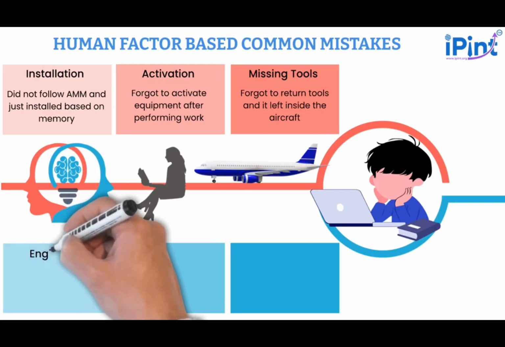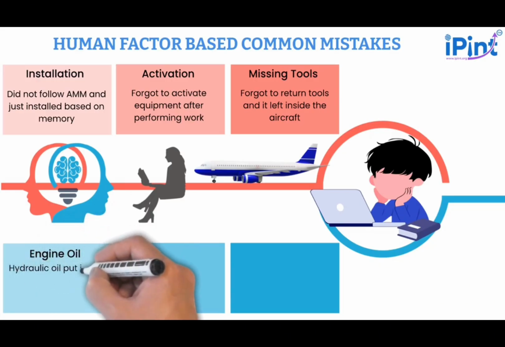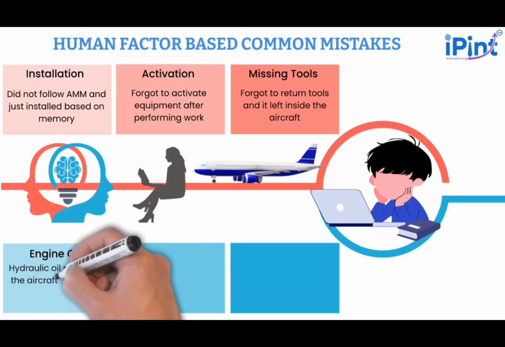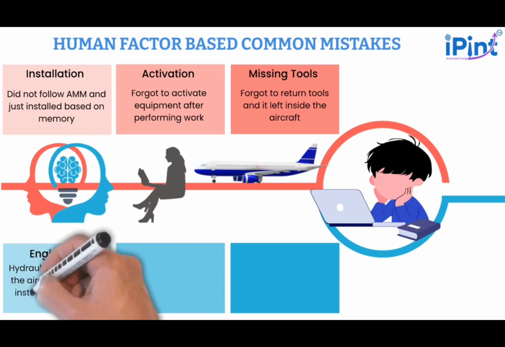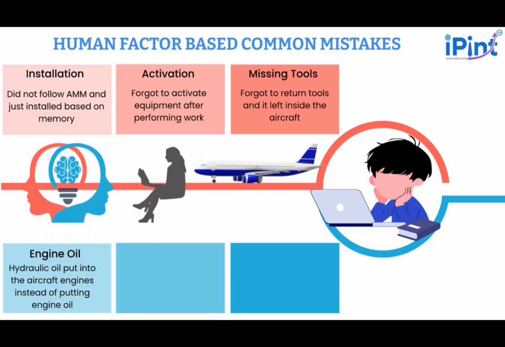Engine oil. Wrong fluid in the wrong place. Hydraulic oil was put into the aircraft engines instead of engine oil. Two different fluids. Two very different consequences. This type of error usually comes down to rushing, poor labeling, inadequate lighting, or simply not double-checking the result. Potential engine failure in the air.